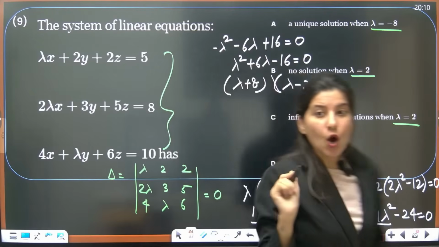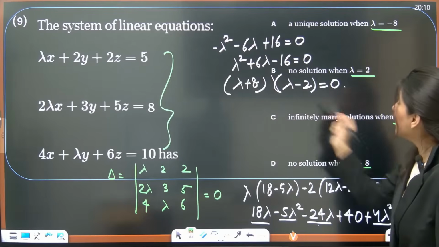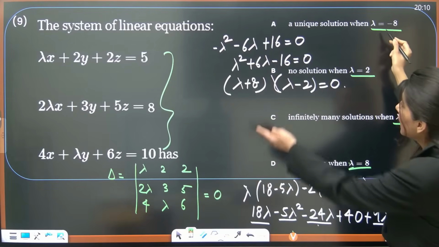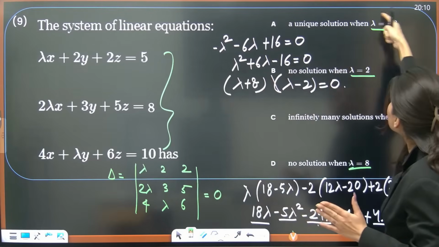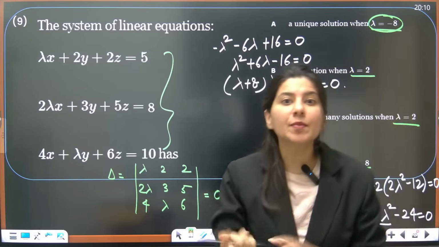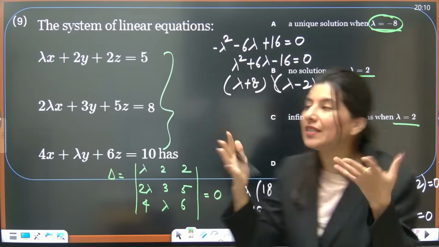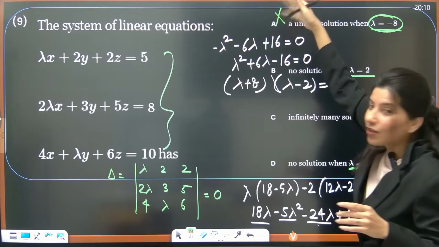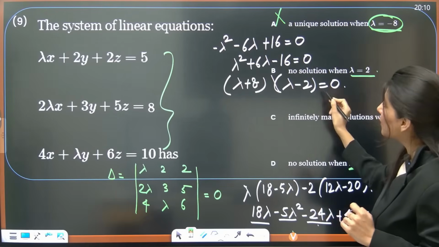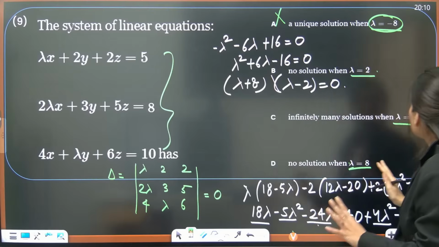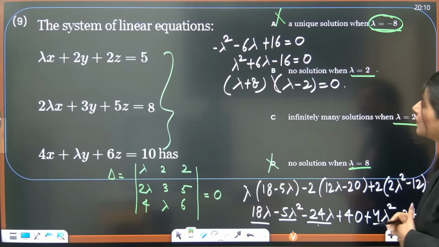So understand now, option elimination will come into the picture. When your lambda is minus 8, your delta is becoming 0. Understand what is happening at lambda equals minus 8. Can anybody tell me? Ma'am, determinant being equal to 0. Determinant being equal to 0 means it cannot have a unique solution. Cross, cross, cross. No solution, this can be an option. Lambda equals 2, your delta is becoming 0. This can be a solution, this also can be a thing, and this is also wrong. So competition is between B and C.